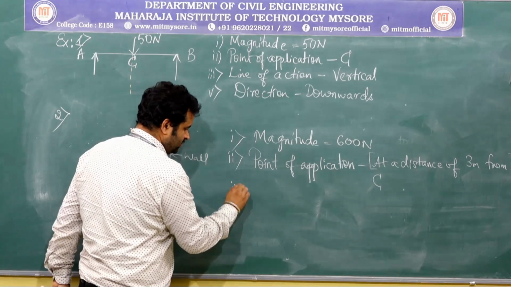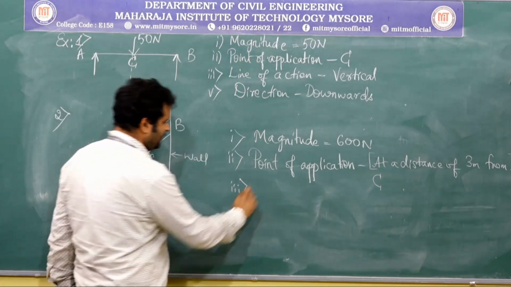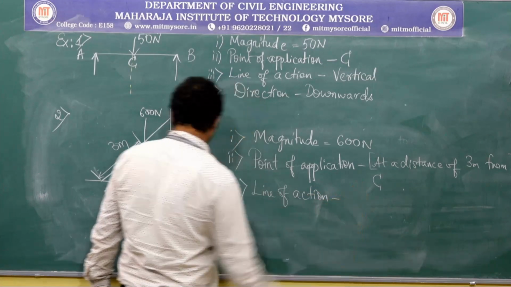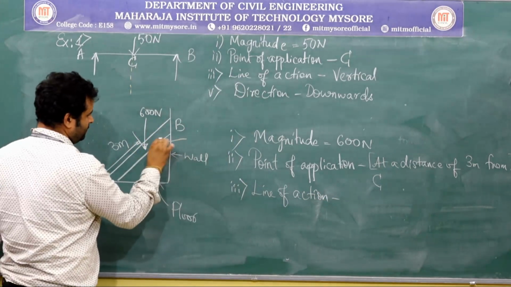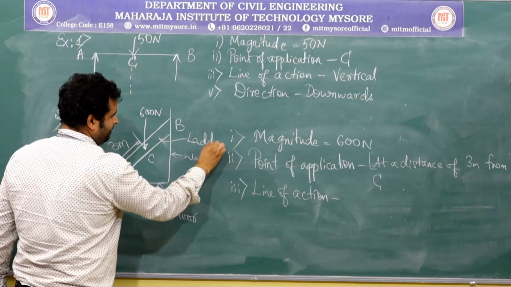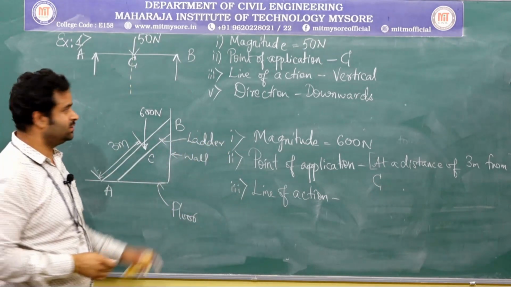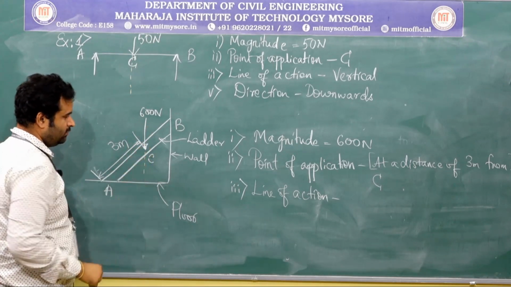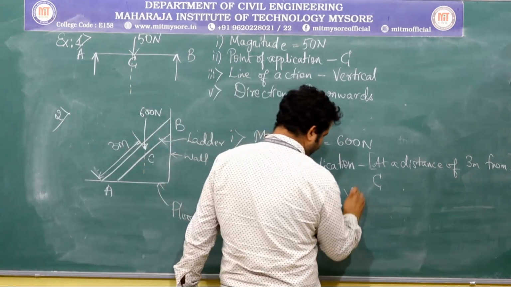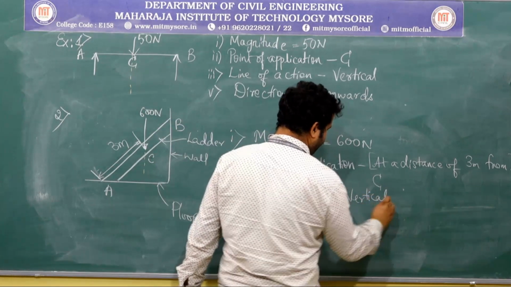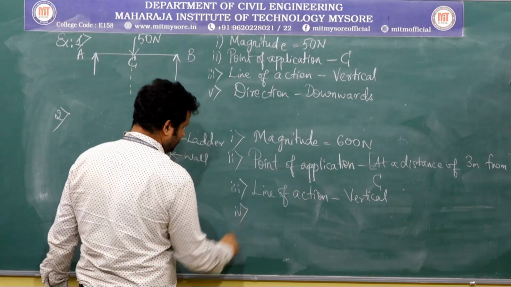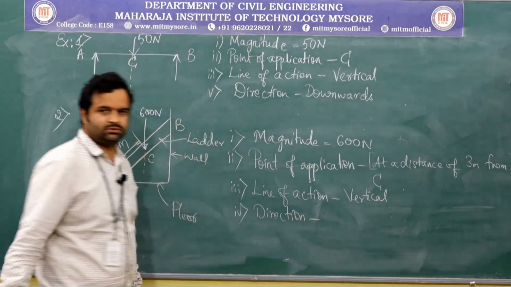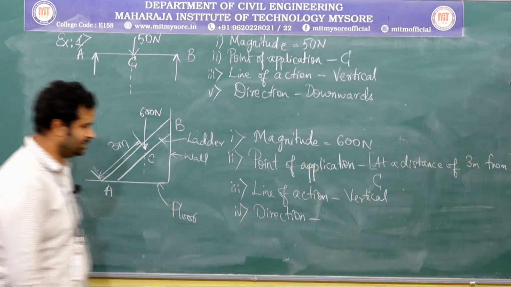Next, the third characteristic is the line of action. What do you mean by the line of action? Whether it is acting vertical or horizontal. Again here it is acting vertical. And at last, it is direction. The direction is that it is acting downwards.